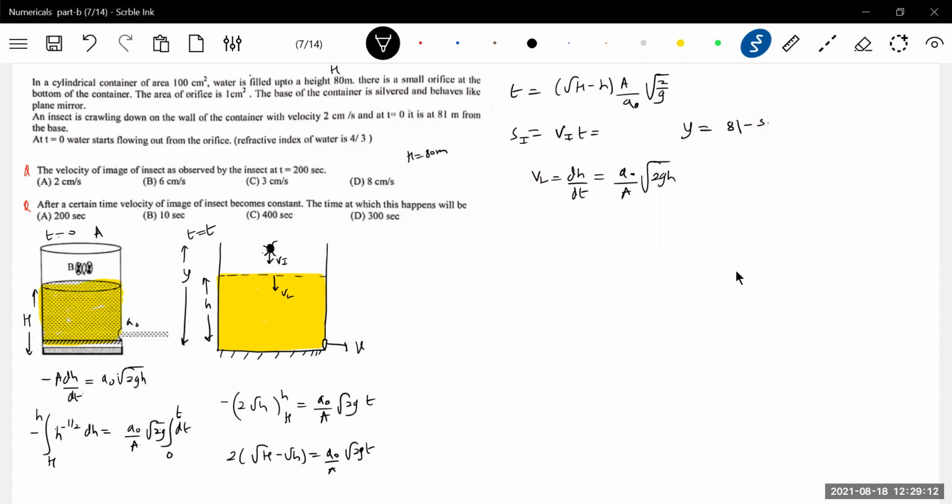And then the position y will become 81 minus SI. Why your teacher is writing like this? Because initially the insect will be at a distance of 81 meter. Then finally, what is the distance it has covered? VIT. It has moved some distance. So at what distance from the bottom of container it should be then? 81 minus SI. Okay, this will be the position of the liquid or the insect here.